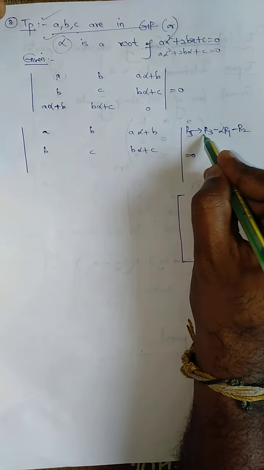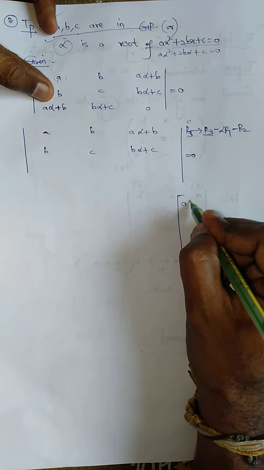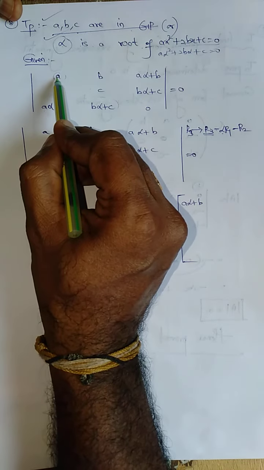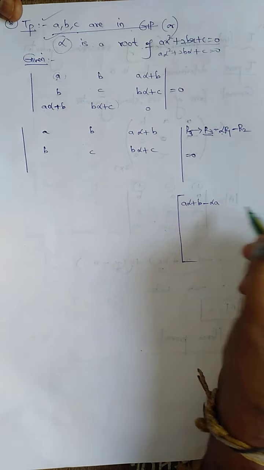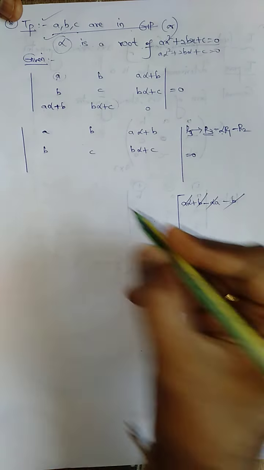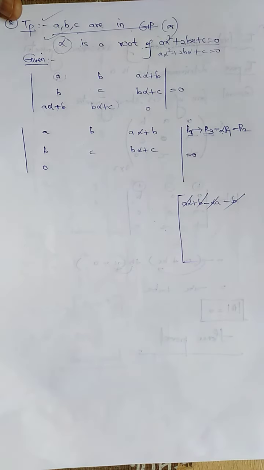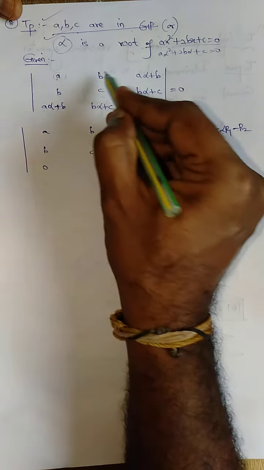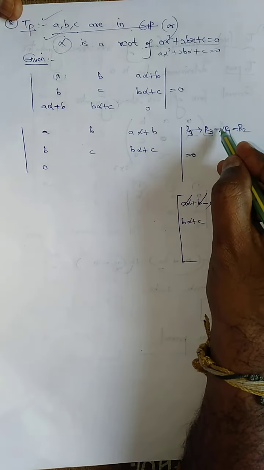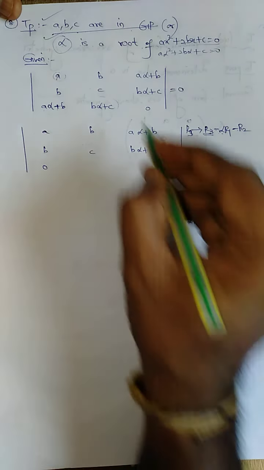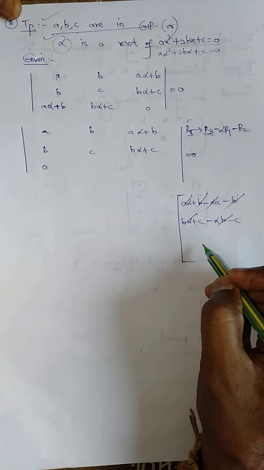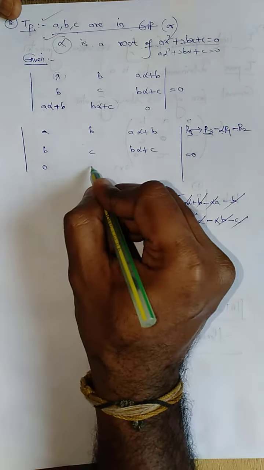So first write R3. What is R3? R3 is A alpha plus B minus alpha R1. That is, R1 multiplied by alpha becomes minus alpha A, and minus R2 becomes minus B. So B minus B cancels. The answer is 0. So obviously we got the answer. Next, this one, R3: B alpha plus C minus alpha R1 minus R2. What is R1? B, right? Minus R2, minus C. So B alpha minus B alpha, plus C minus C, cancels. The answer is 0.